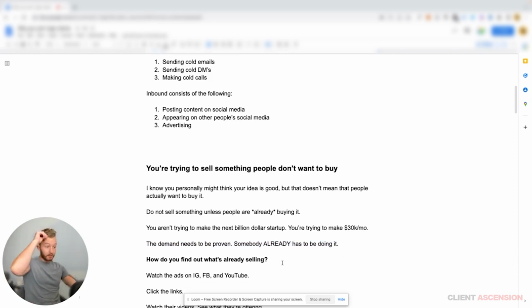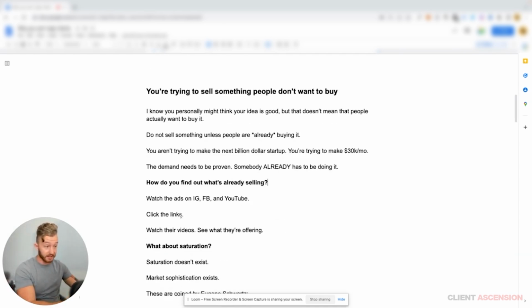So how do you find out what's already selling? This is pretty simple. It's so simple. You watch the ads you're getting on IG, Facebook, YouTube. Watch the ads. Click the links. Watch the videos and see what they're offering. Pay attention. You're scrolling through these ads all the time. You need to pay attention to what people are selling, right? If you see the ad 30 times, it's working because they're still running it. They're still spending money on the ad. If you've been seeing the ad for 4 months, it clearly works, right?